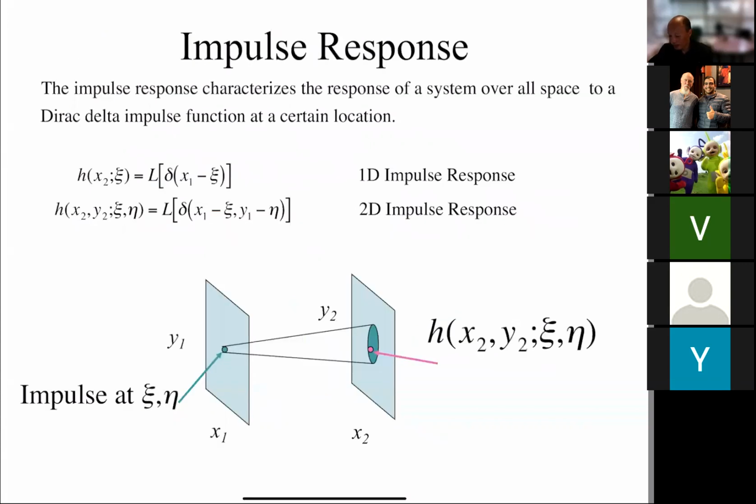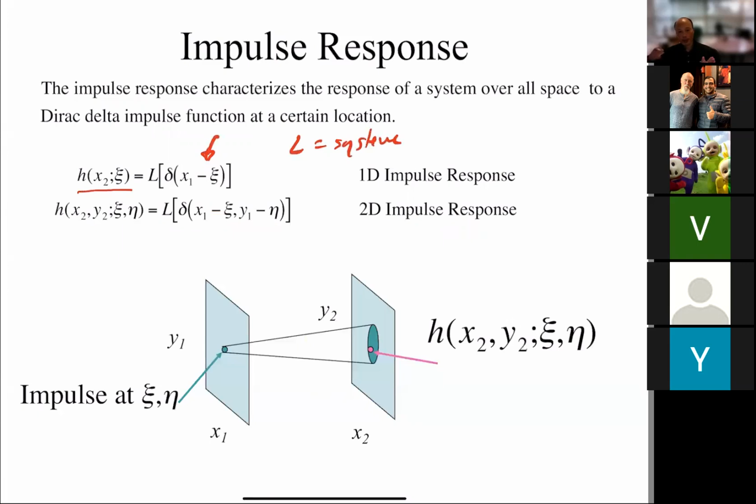Okay, so that's for delta functions. And now that we have the framework of delta functions, we can define more rigorously what our impulse response will be. So the impulse response is going to be the response of the system over all space to a Dirac delta function at a certain location. So for example, if we write our system L is equal to our system, then if I put this Dirac delta function x1 minus ξ into my system, then my impulse response is just some function h of x2 comma ξ.